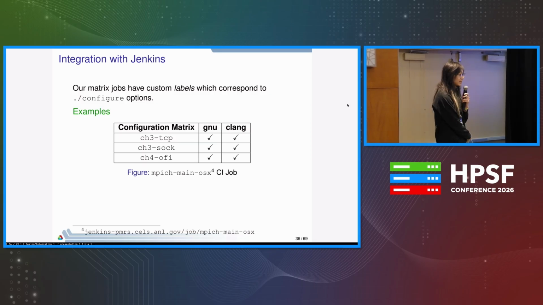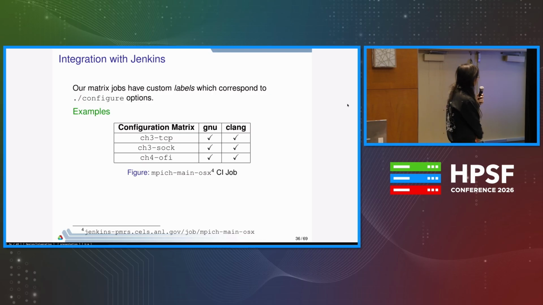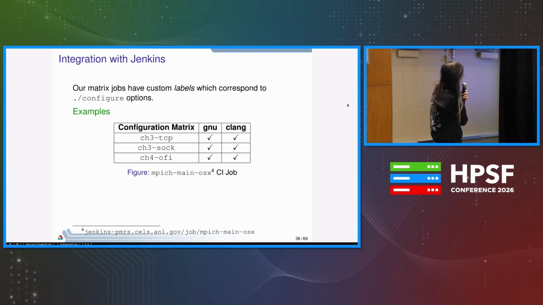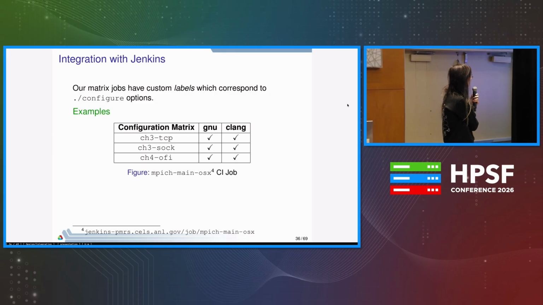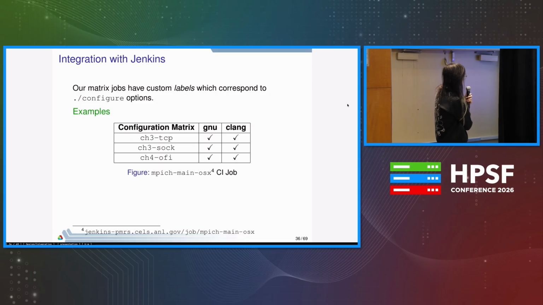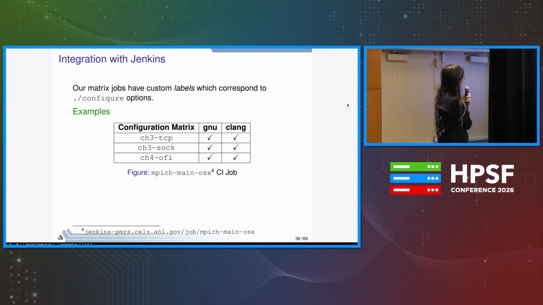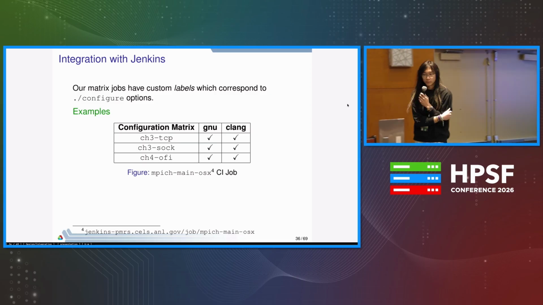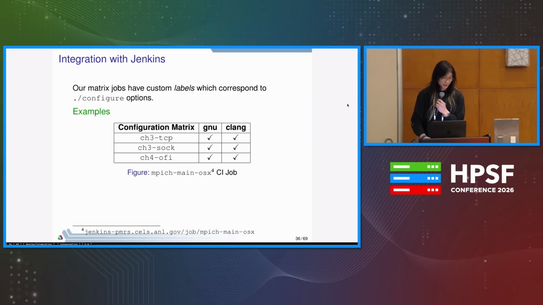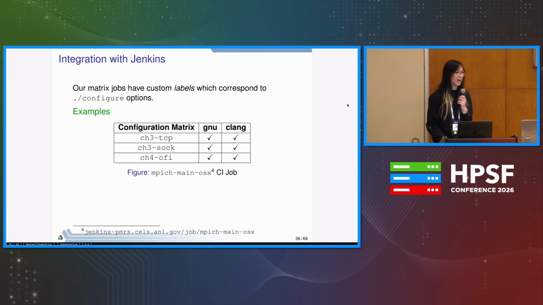So in our existing CI, we have labels that correspond to sets of configure options that we want on our individual build jobs. For example, this is an MPICH OSX CI job. We have a configuration matrix here to test a few netmods and devices. We have 2 configurations with the CH3 device, 1 with the TCP netmod, 1 with the socket netmod, and then we have 1 with CH4 on OFI, for example. And then we also have another label for the compiler, so we can choose between GCC and Clang, which we want to test against. So in total, that's about 6 jobs, right? How do we translate that to Spack environments?